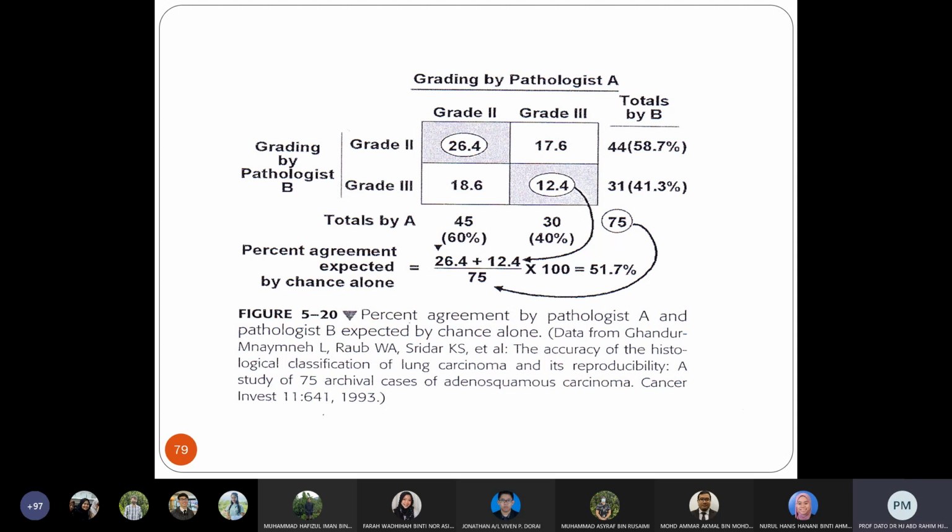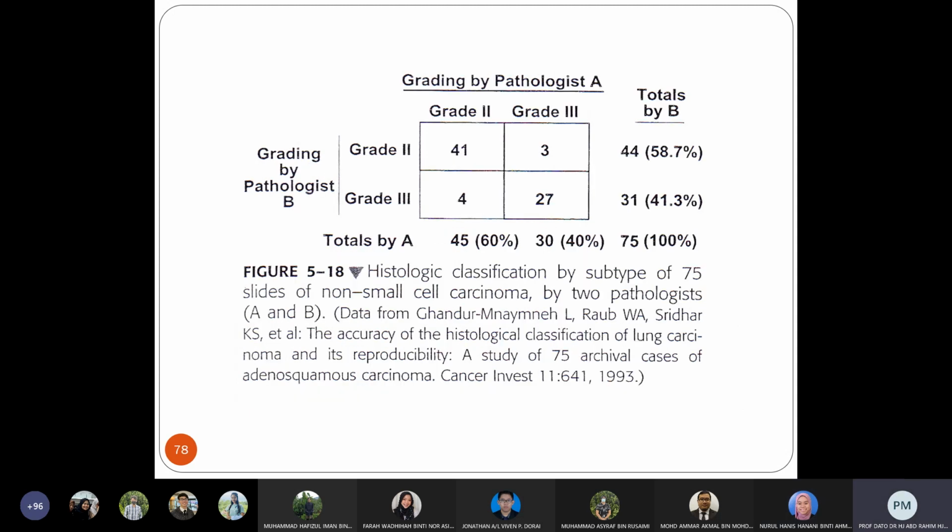If you read through, you will understand what is meant by chance. All these figures on this page are actually by chance. 17.6 by chance. Alright, I hope you can read my writing. I think it is quite clear.